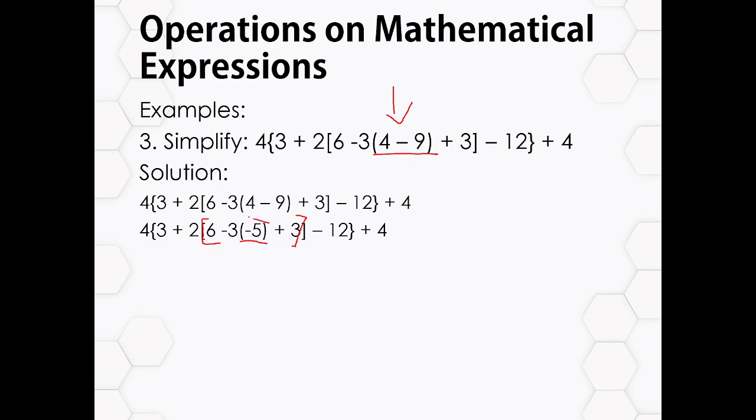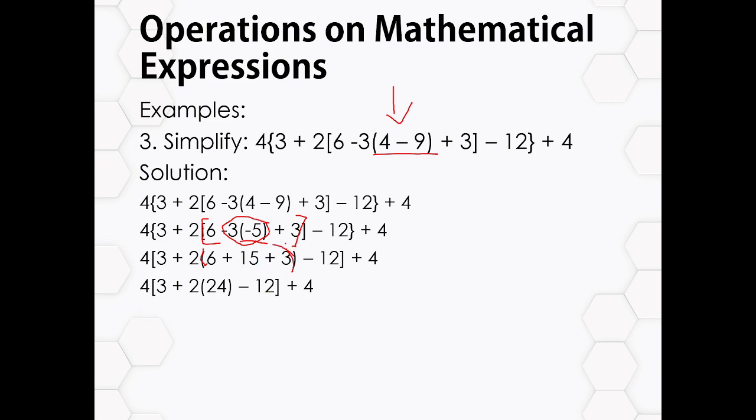Uunahin natin, syempre, yung multiplication. Di ba? Magiging positive 15 yan. So, 6 plus 15 plus 3. Ngayon, solve naman natin yung nasa loob ng bracket. Nagiging 24 po yan. So, mangyayari yung sa last bracket natin will be equal to 3 plus 2 multiplied by 24 minus 12. Okay?